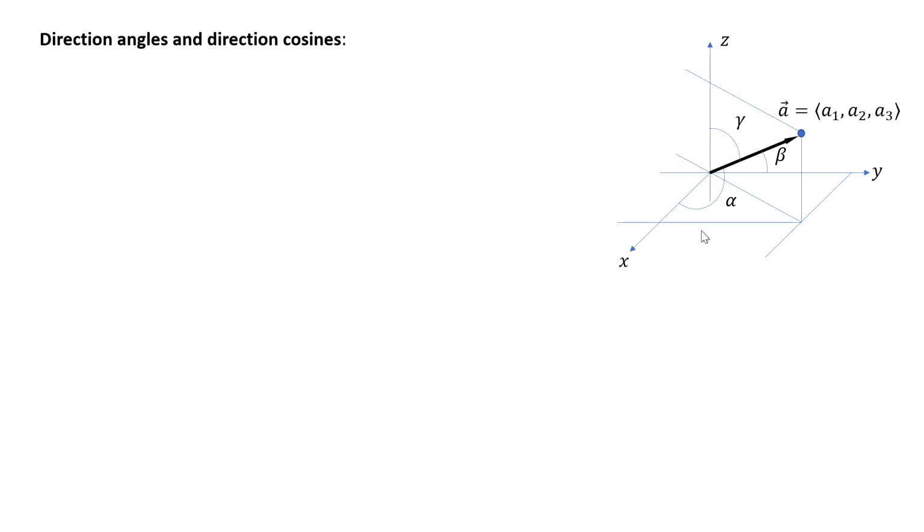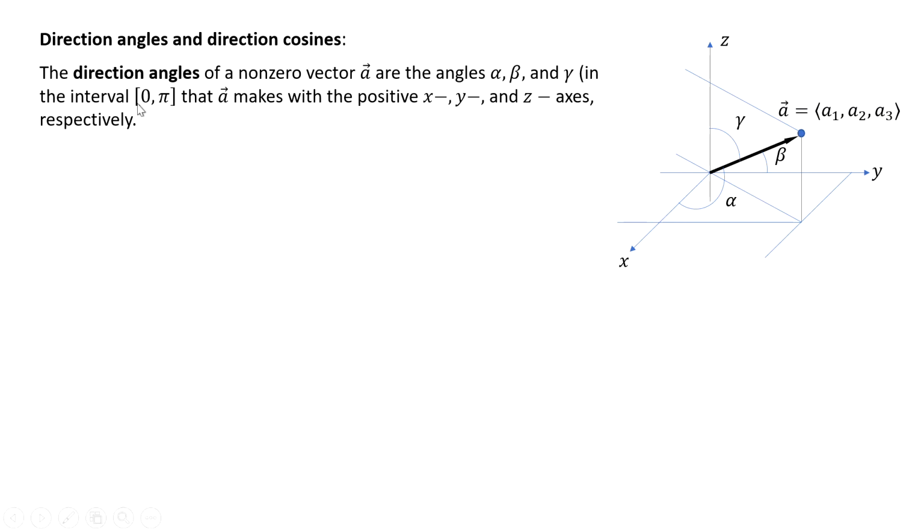Or is the angle 150 degrees or 210 degrees? Right? We always get this question. Is it 179 degrees or 181 degrees? And here the concept is clear. You always take the angle between 0 and pi. That means 0 and 180. So the direction angles of a non-zero vector A are the angles alpha, beta, and gamma in the interval 0 to pi that A makes with the positive x-axis, positive y-axis, and positive z-axis, respectively.